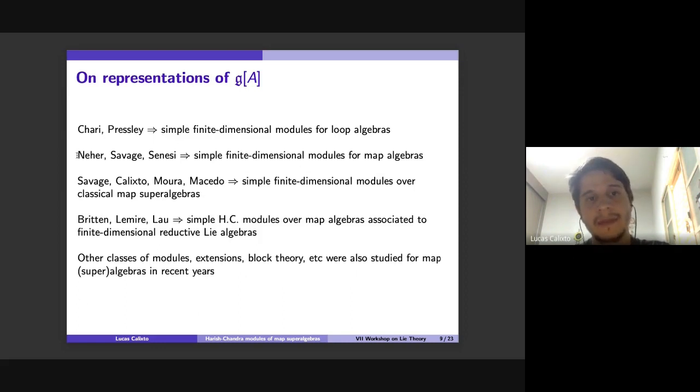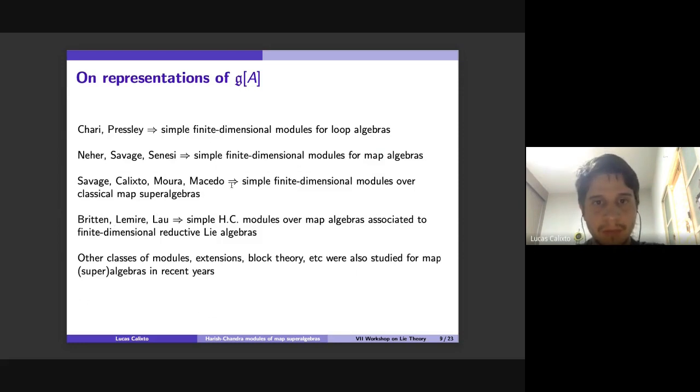And so Neher, Savage, and Senesi classified simple finite dimensional modules for map algebras. Here they consider A to be a general commutative, associative, unital algebra, not just the Laurent polynomials. So Alistair, myself, Adriano, and Thiago started the study of these modules for the super case, and we classified simple finite dimensional modules over classical map superalgebras. This is a series of 3 or 4 papers, because many times we have to consider cases separately.